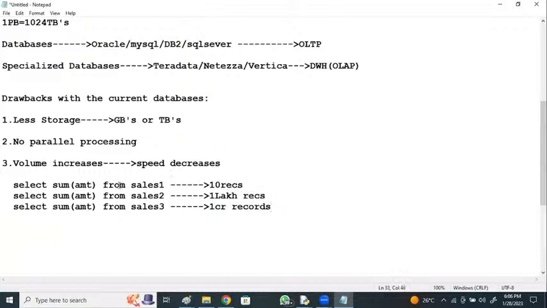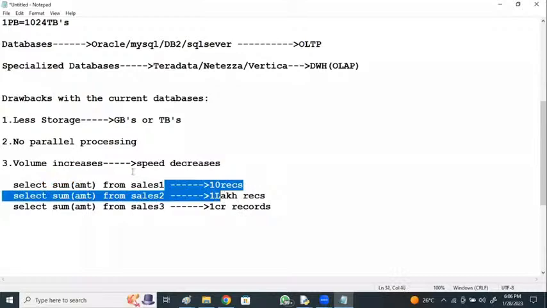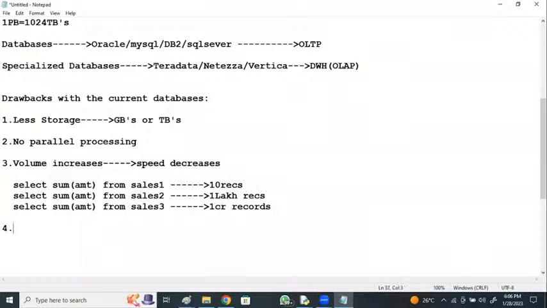So which query is going to execute faster among these three? Either 10 records, or 1 lakh, or 1 crore. Which table, this or this or this? Which one is going to execute faster? The first query executes faster, because it totals 10 records as compared with 1 lakh or 1 crore. So query to query, as volume increases, speed decreases. And if complexity increases, speed decreases.